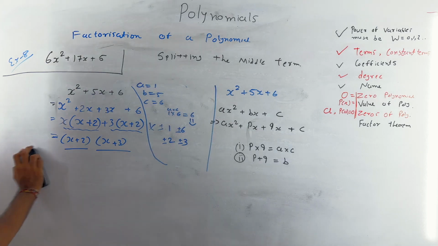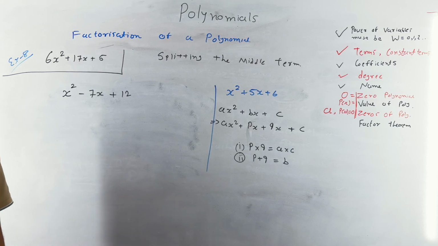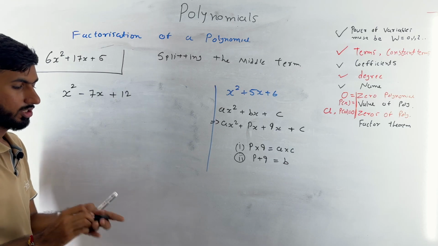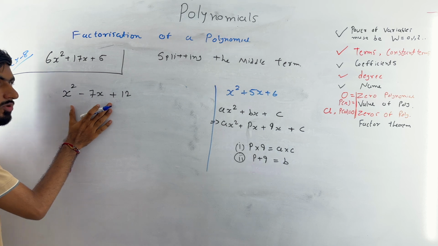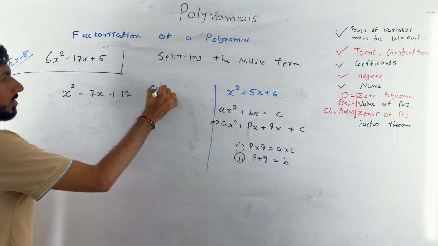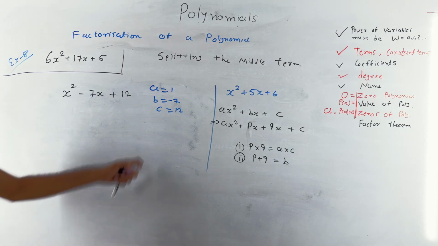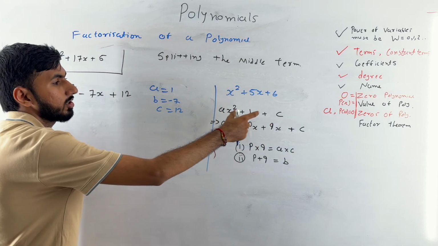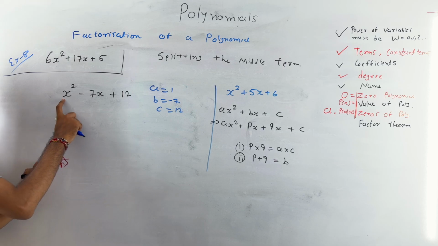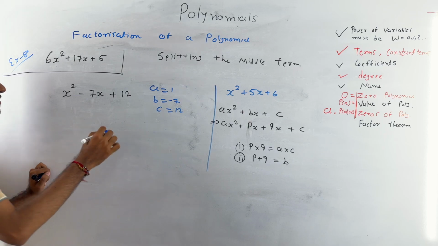Let us do another example. Here is my question, x square minus 7x plus 12. I have to find factors for this polynomial, right? By seeing this polynomial, you can say that a is equal to 1, b is equal to minus 7 and c is equal to 12, right? It should come directly to your mind, by comparing this with ax square plus bx plus c, the standard form of a quadratic equation, that a is equal to 1, b is equal to minus 7, c is equal to 12, right? Now we will move to the first step.